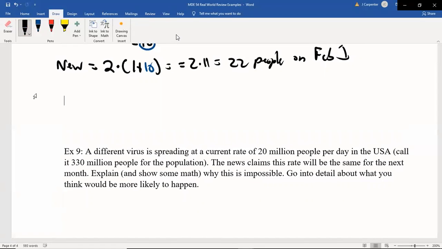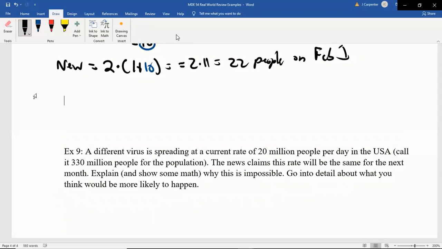Now, the news claims that this rate is going to be the same for the next month. Now, the news makes some bad analysis every now and then. Explain and show some math why this is impossible. Go into detail about what you think would be more likely to happen. So I'm already saying this is impossible. It's not possible for the current rate to be 20 million people per day in the USA if the population is 330 million.